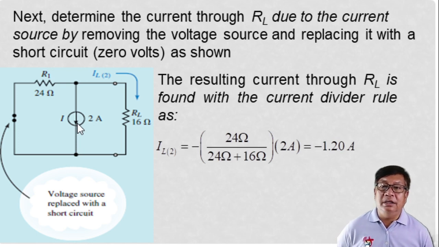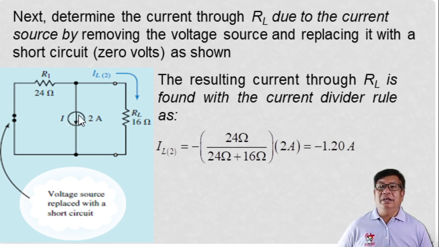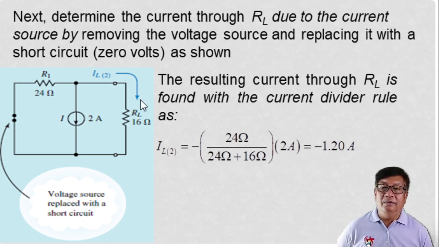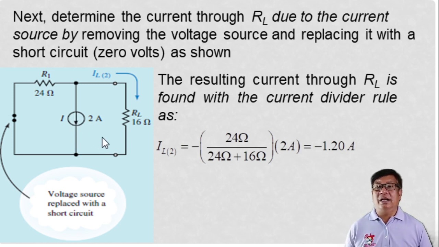Then as you can see, the direction of your current is downward. According to the current divider, the I source here of 2 amperes will now become our total current, or source current, in a way. So if you are going to solve I sub L here, it is equal to the resistance at the opposite, which is 24 ohms, divided by the sum of these two, and then multiplied by the total current. Now your total current is 2 amperes.